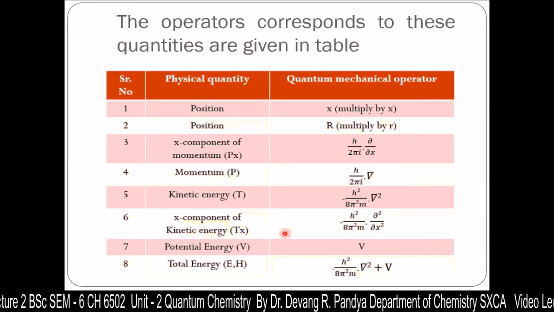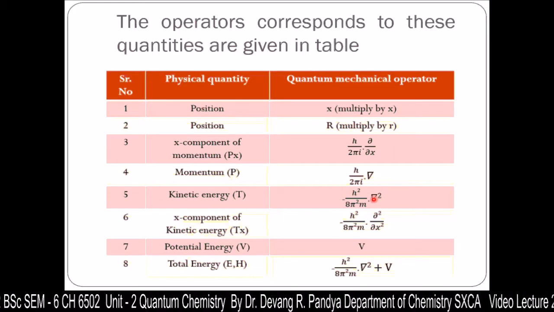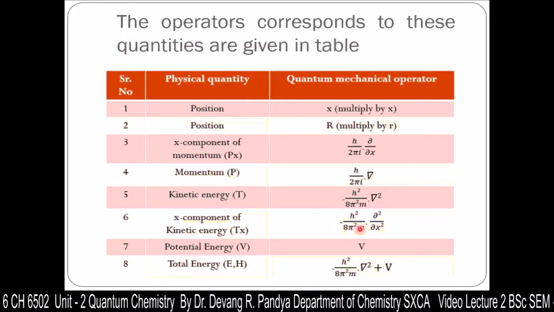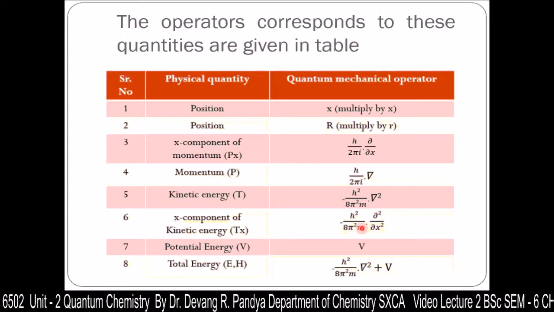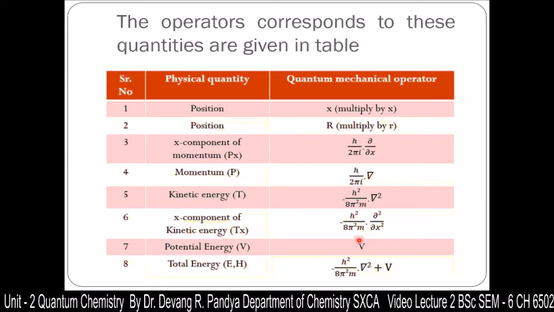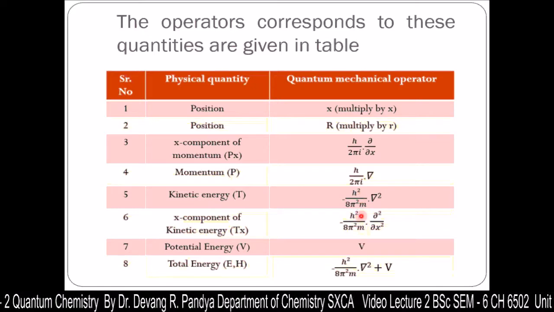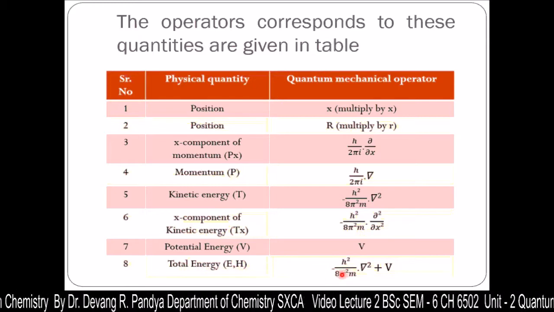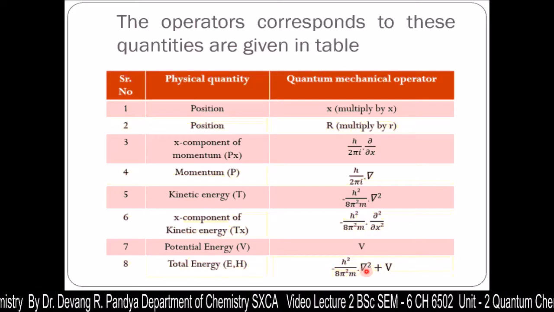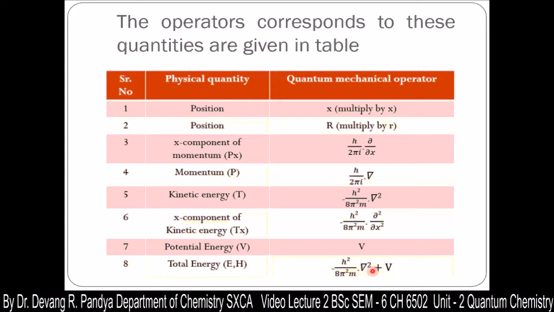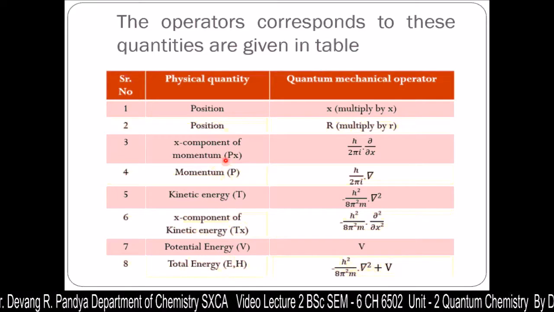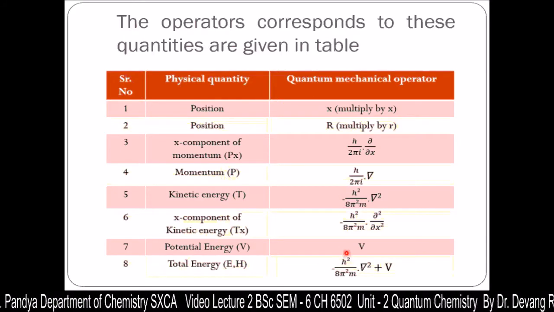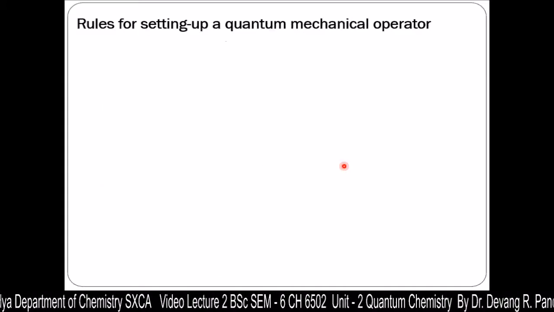Now for kinetic energy on the x component, instead of three dimensions we need to put only the x component, d square by dx square. Then it is the kinetic energy on the x component. Potential energy can be represented as V, and the addition of kinetic energy and potential energy represents the total energy, or in other words it is also known as the Hamiltonian operator. So each physical variable, physical quantity, physical observable has a specific quantum mechanical operator.